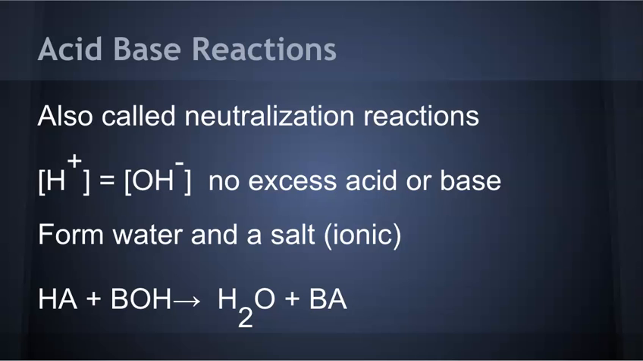When we react an acid with a base, we're always going to make water and some sort of salt. So our super generic reaction here is HA, our acid with its hydrogen, plus BOH, our base with a hydroxide, makes water and BA, our generic salt.